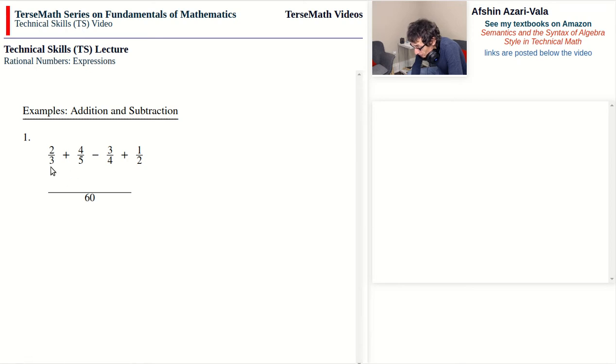Okay, so once we have the 60, in sequence we divide by the bottom, multiply by the top. 60 divided by 3 is 20. 20 times 2, 40. And then plus 60 divided by 5 is 12, and 12 times 4 is 48. Minus 60 divided by 4 is 15. 15 times 3, 45. And then plus 60 divided by 2 is 30.